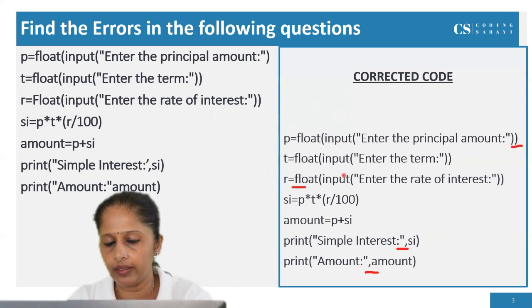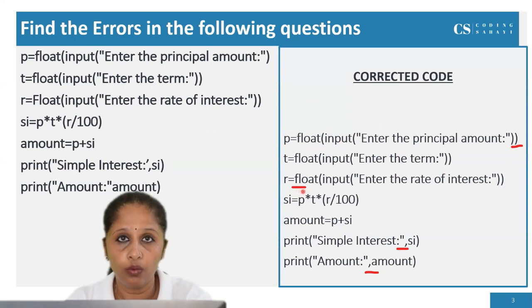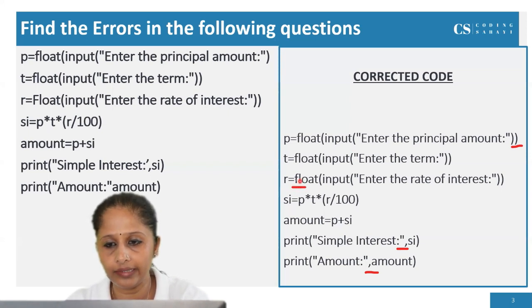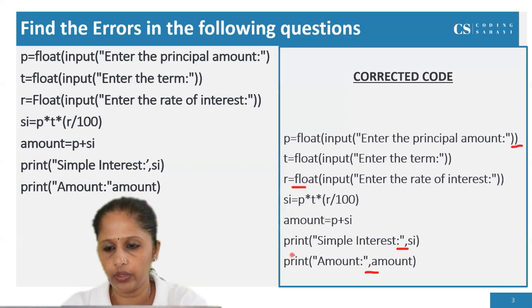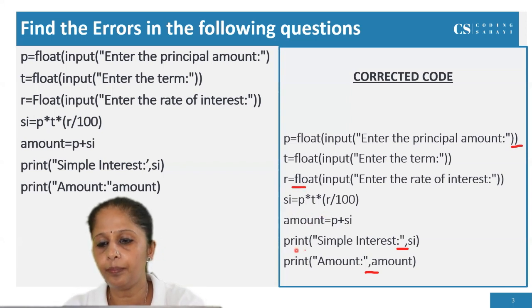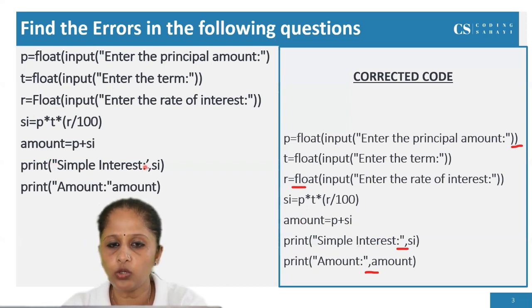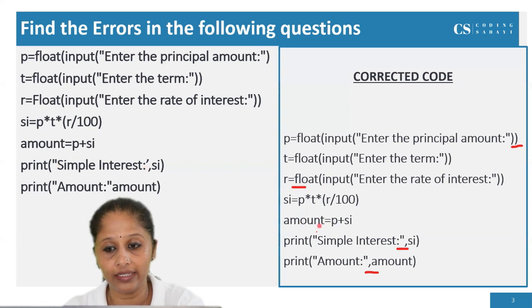Then second line there are no errors, and in the third line we had float in capital letter, so that is changed to small letter. So here I change it and put an underline. So in the next two lines there are no errors. Then here print simple interest. So here it is opened with double quotes and closed with single quote. So that is also changed. I changed it to double quotes.